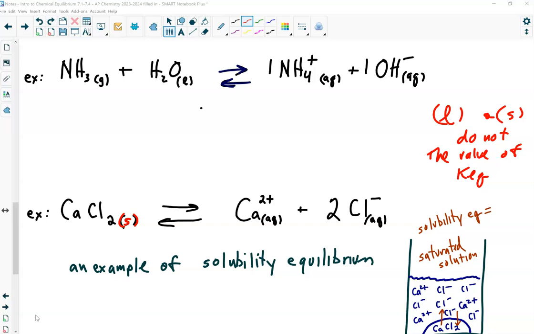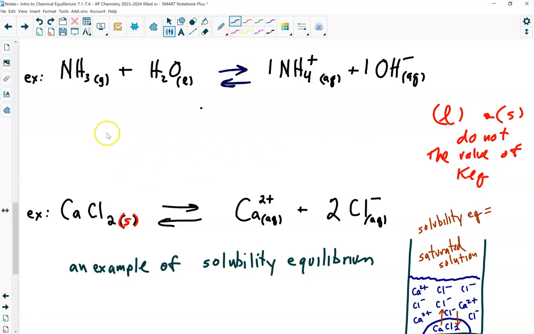And so when we write the equilibrium expression for a reaction that has pure liquids, like here H2O, or pure solids, like we're going to see in the next example, they don't affect the value of Keq, and so you plug them into Keq as the number 1. Again, we're going to learn why this is later, but I'm just going to show you how to do it.